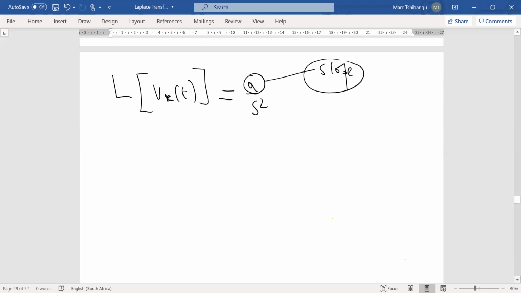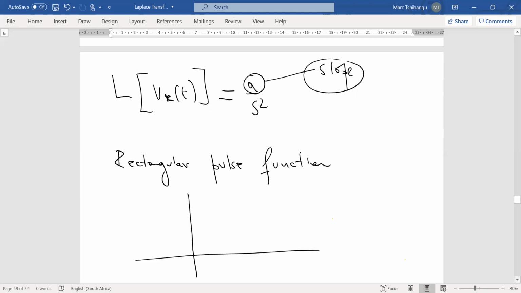So, the rectangular pulse function. The graph representation of this function looks like this. We could assume that this is a time t0. So initially, the process is at steady state. If we call this time 0, at time t0, there's a sudden change. It goes up, a change of magnitude m, for example.